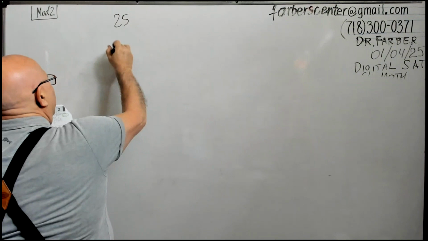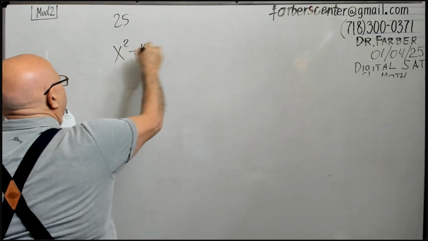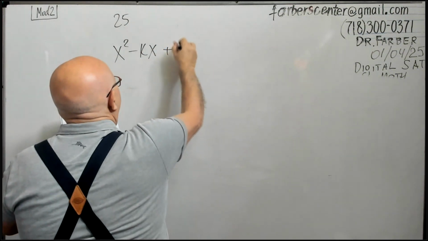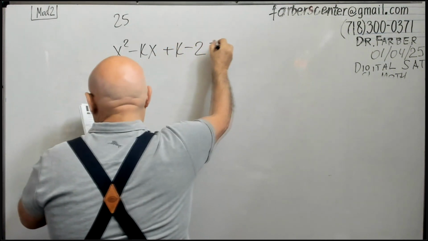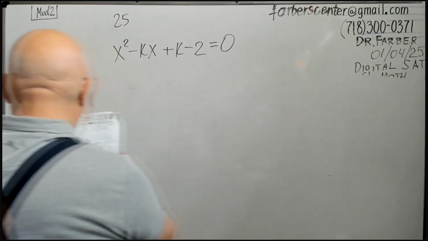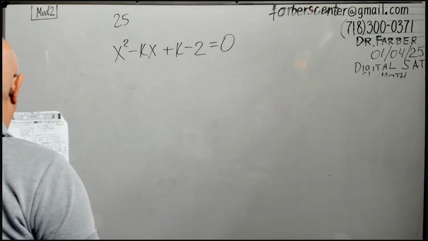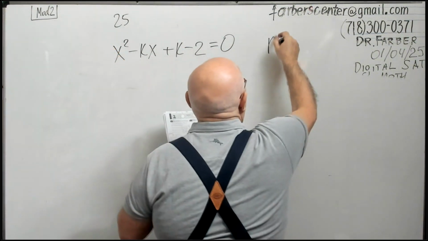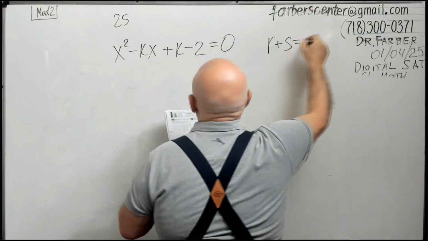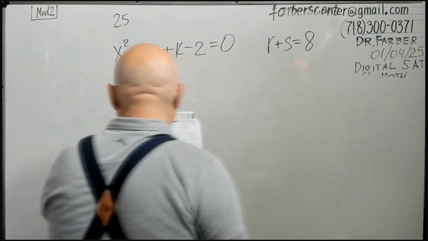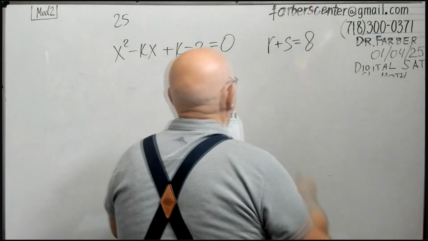You have x^2 - kx + k - 2 = 0. R and s are the solutions. And you have r + s = 8. What is the value of rs?